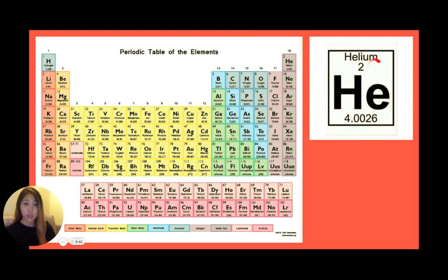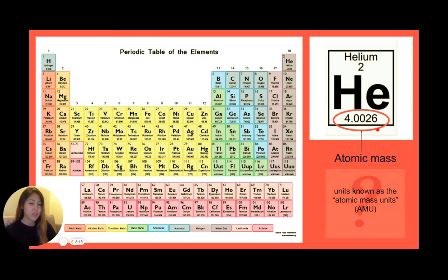It has an atomic number of 2, and what we probably know by now, the atomic mass, and that's at the bottom. The atomic mass is also known as the atomic mass units. That's the unit of measurement for these values at the bottom of each of these elements. But what does that actually mean? What does AMU mean?